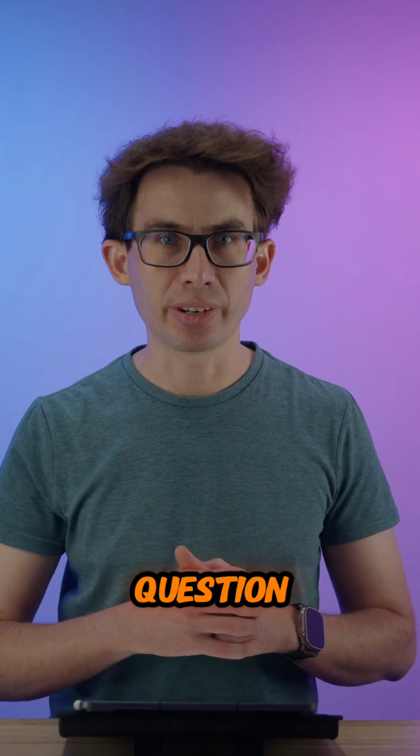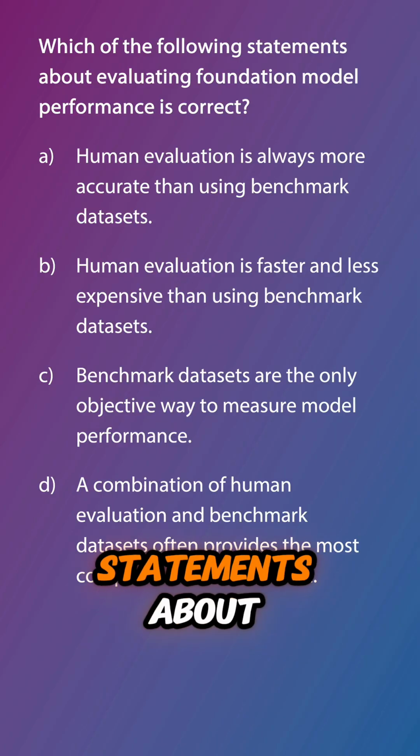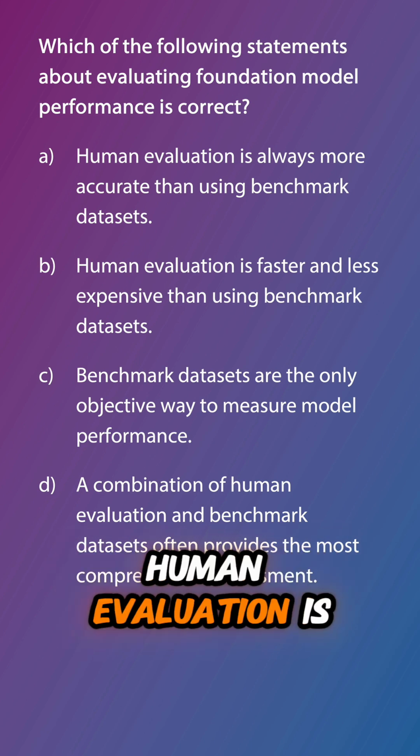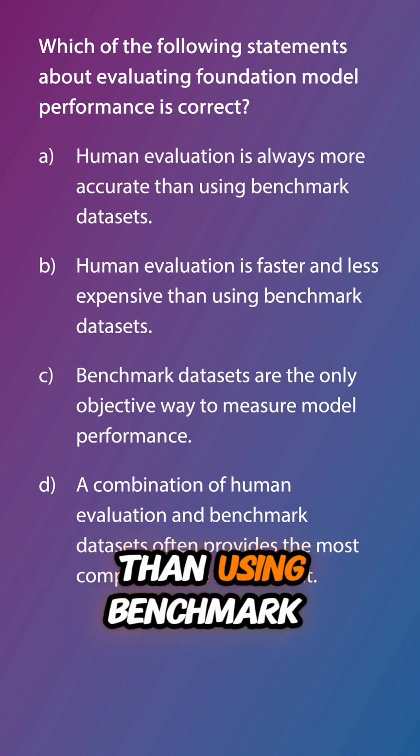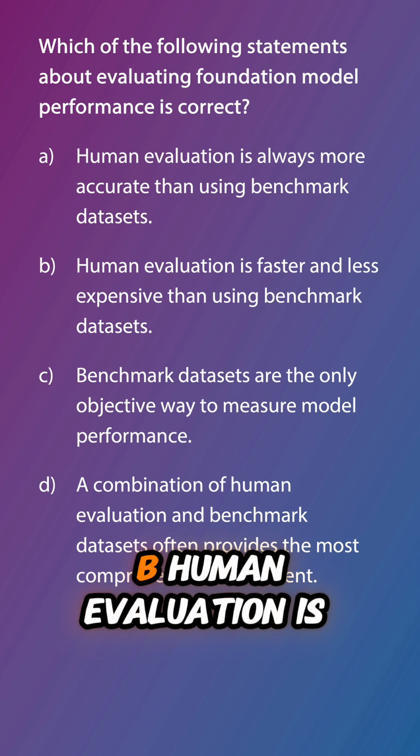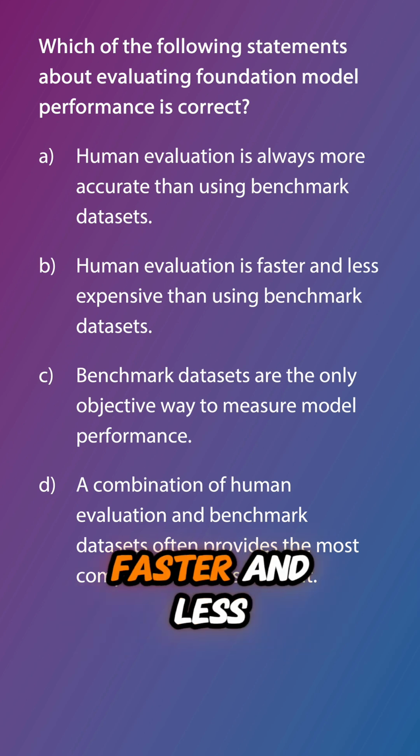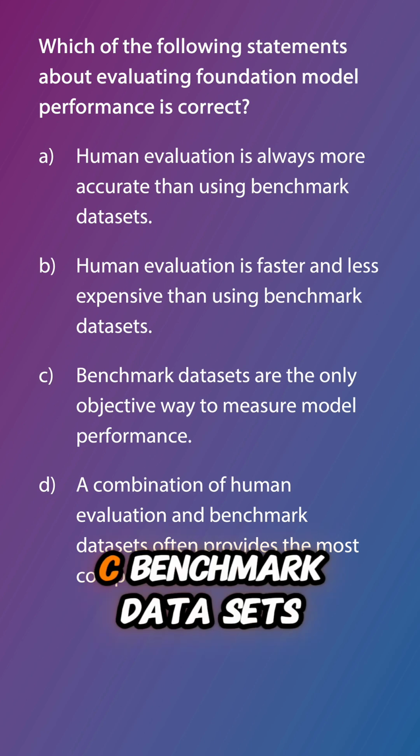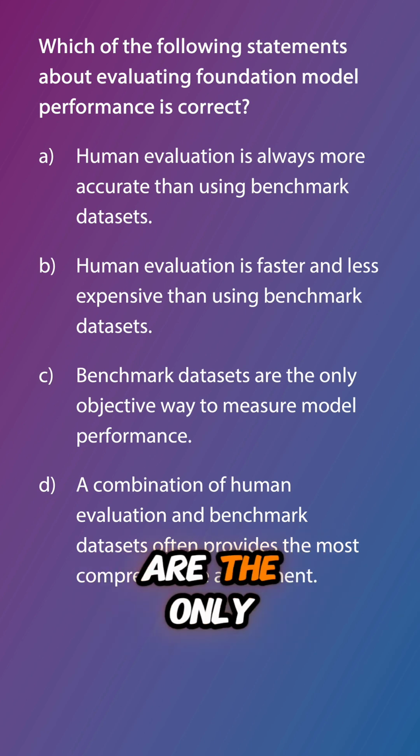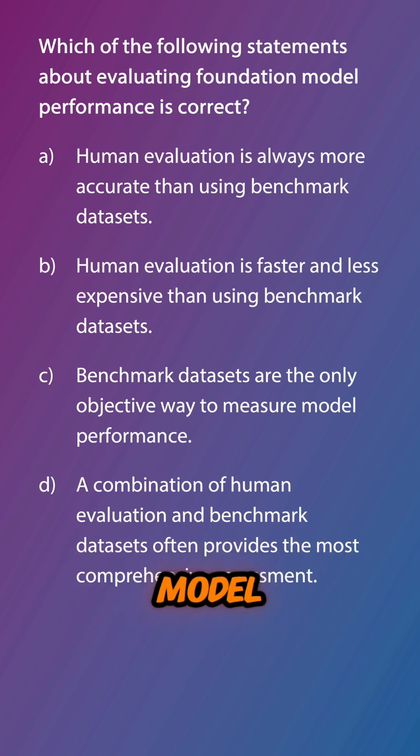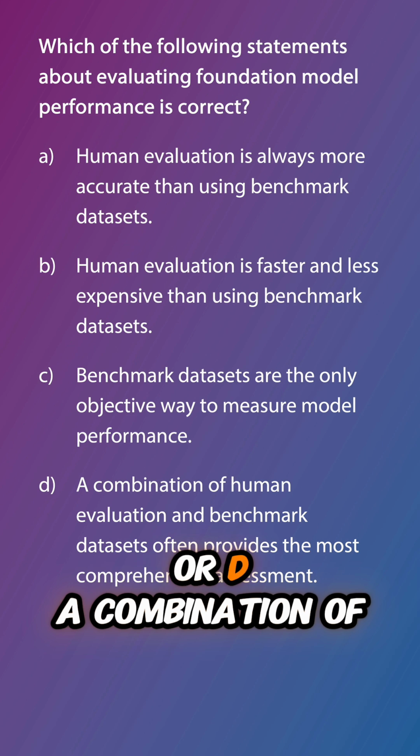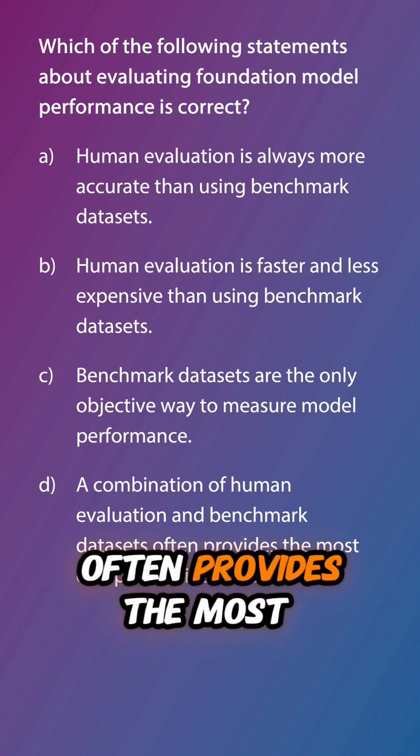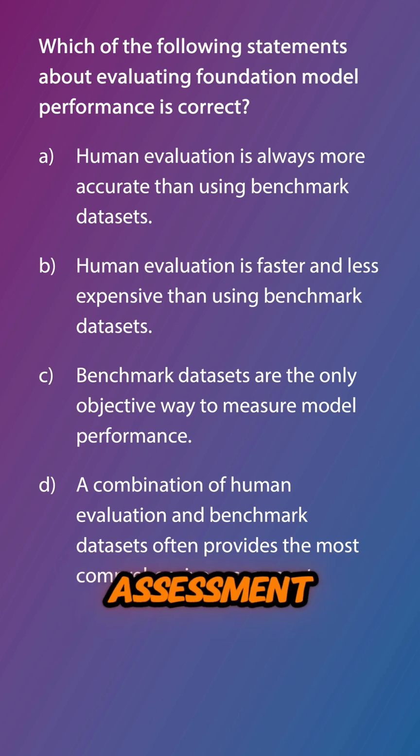Let's do a review question. Which of the following statements about evaluating foundation model performance is correct? A, human evaluation is always more accurate than using benchmark datasets. B, human evaluation is faster and less expensive than using benchmark datasets. C, benchmark datasets are the only objective way to measure model performance. Or D, a combination of human evaluation and benchmark datasets often provides the most comprehensive assessment.